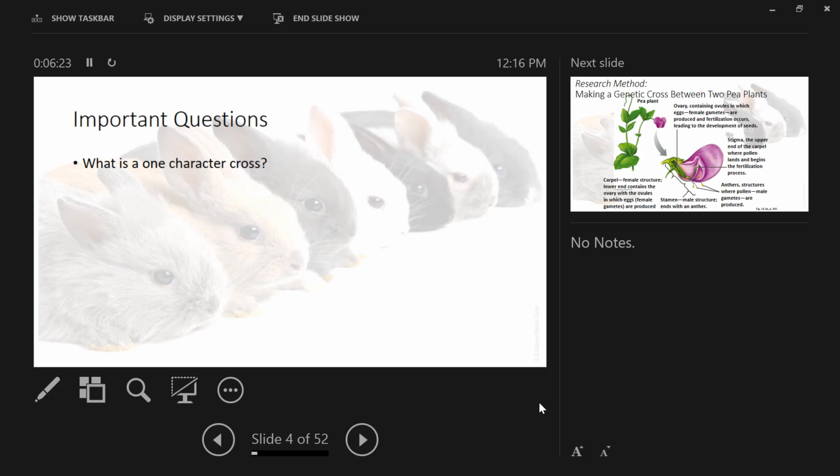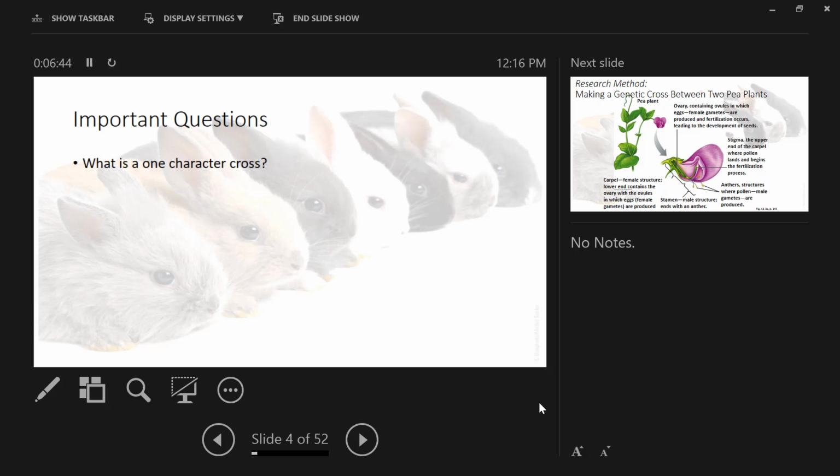All right. So the next question we need to deal with is this one. What is a one-character cross? Because this is really where he determined one of his two principles that he discovered, and this was the law of segregation. The law of segregation. So what is a one-character cross?